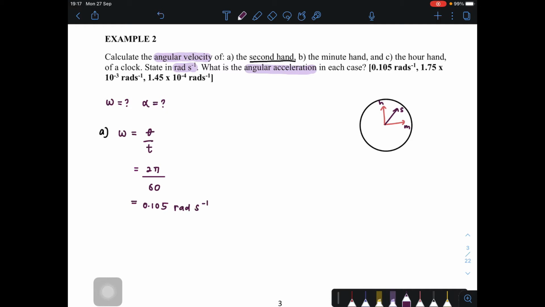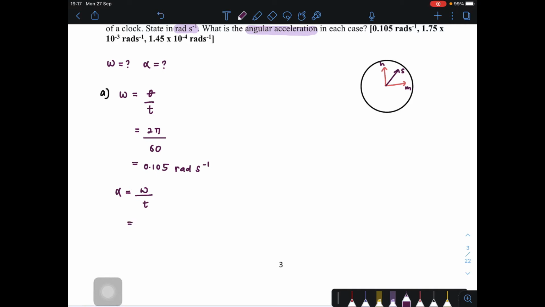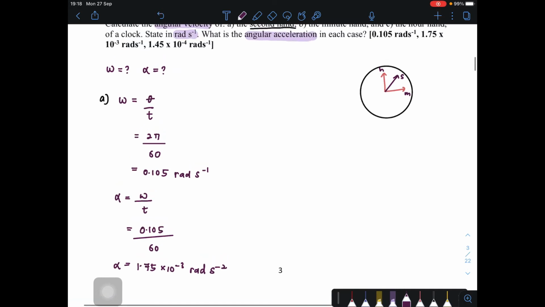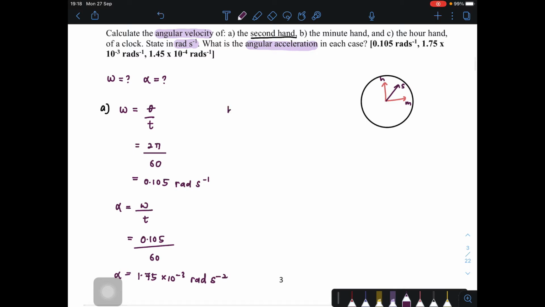radian per second. And then we want to find the alpha, the angular acceleration, which is equal to omega divided by the time. So omega yang this one lah yang kita sudah kira ni, 0.105 divided by the time. Time still sama, which is 60 second. And then you will get 1.75 exponent negative 3 radian per second squared. Okay, don't forget per second squared. Okay, next one is for the minute hand.